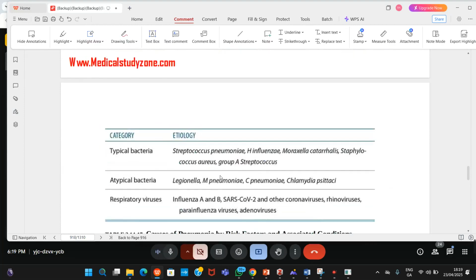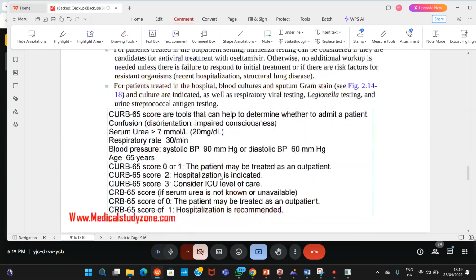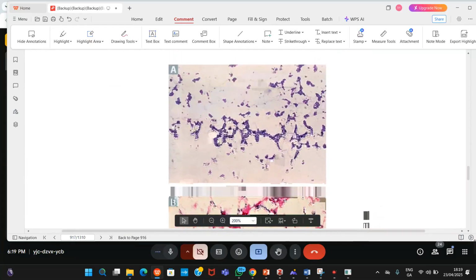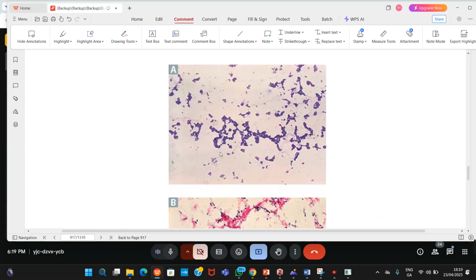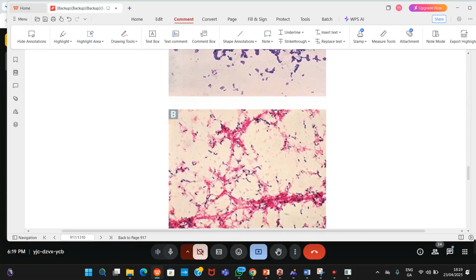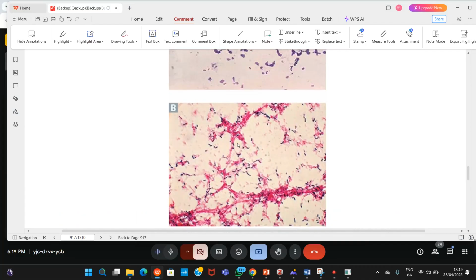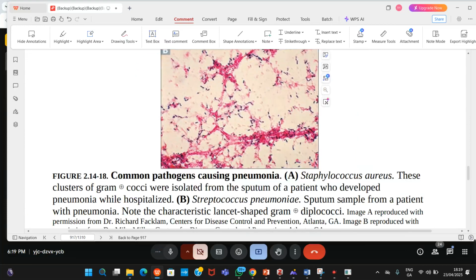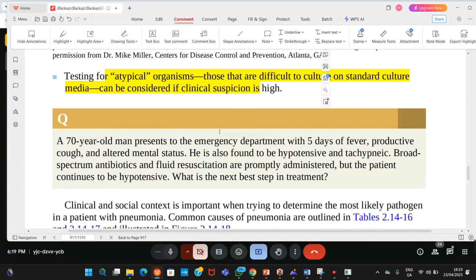We can also do a Gram stain of the sputum, and we can see the picture here. If you look at this, this looks like gram positive cocci in clusters, so this is likely to be staph. You can see the clustering, and it's purplish in color. Now, if you look at these two, the organisms are blue and kind of paired. So this is likely to be gram positive diplococci, which is strep pneumo.